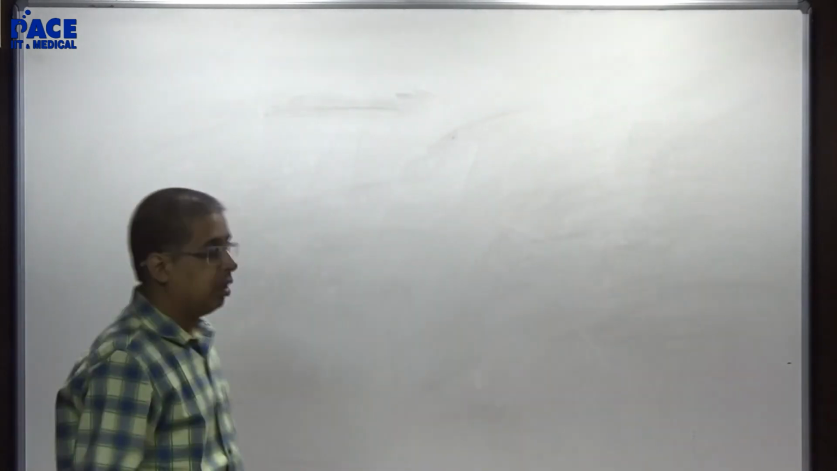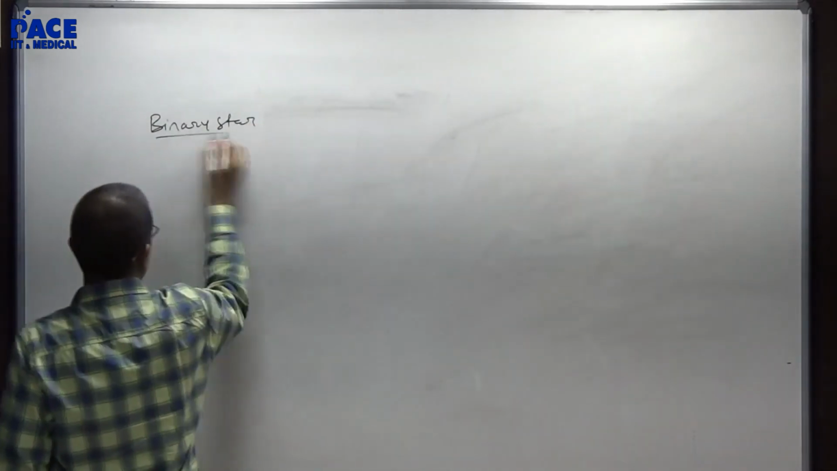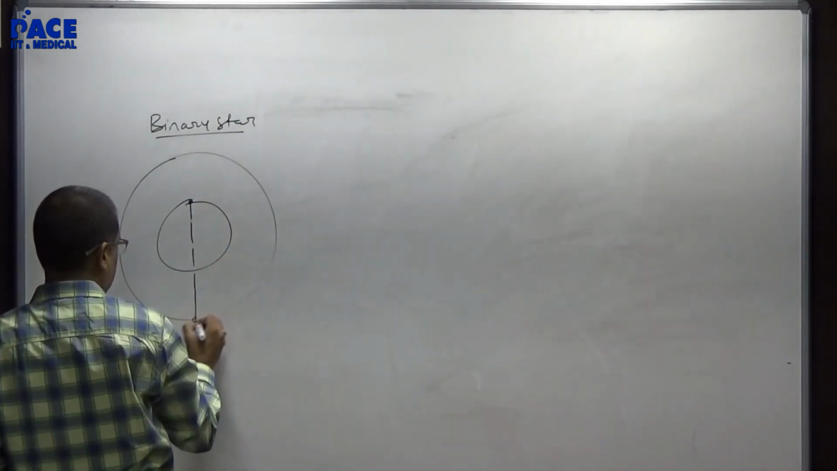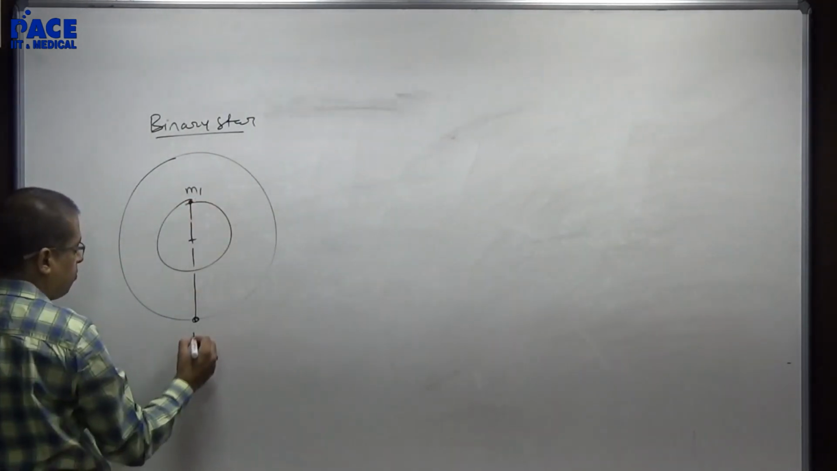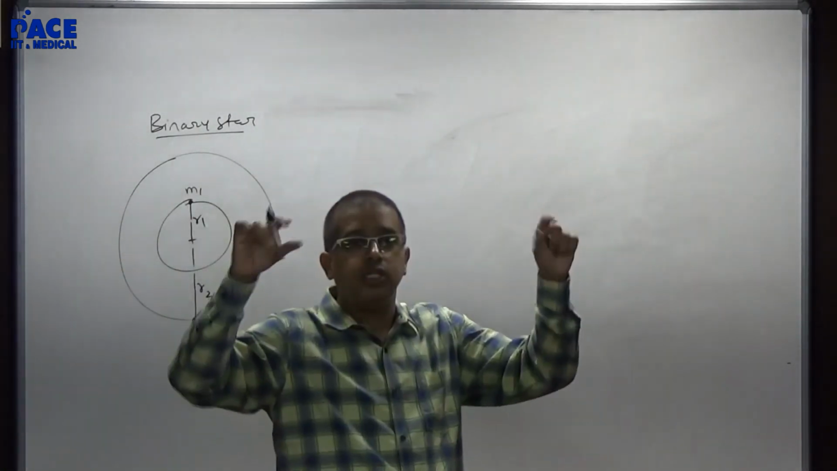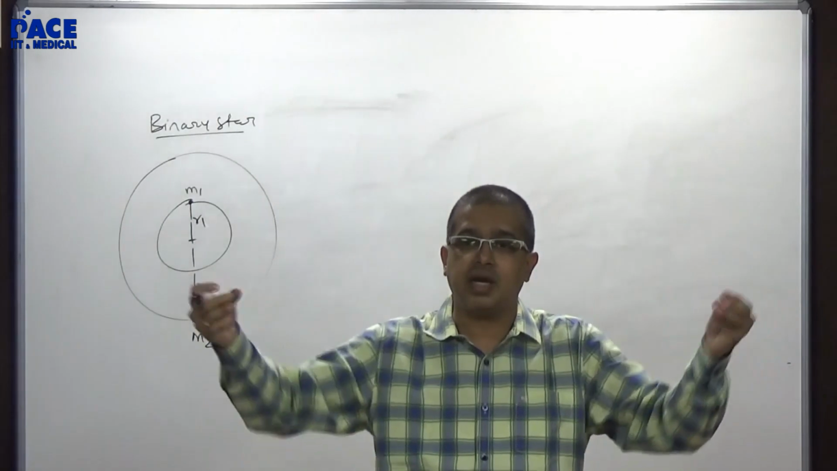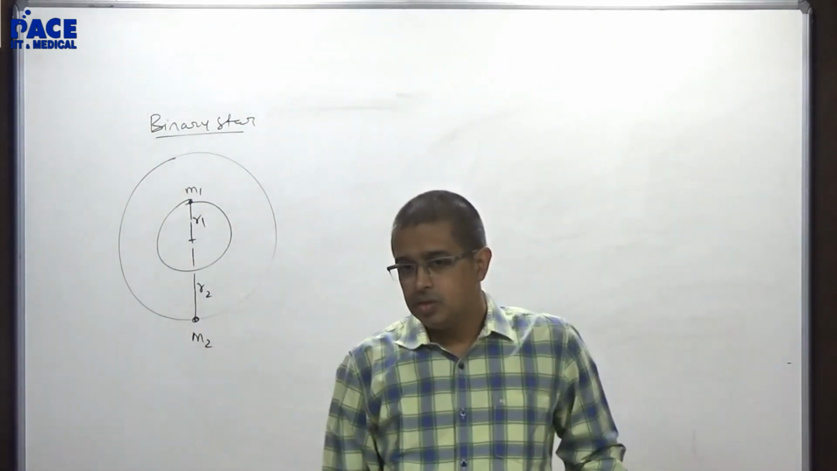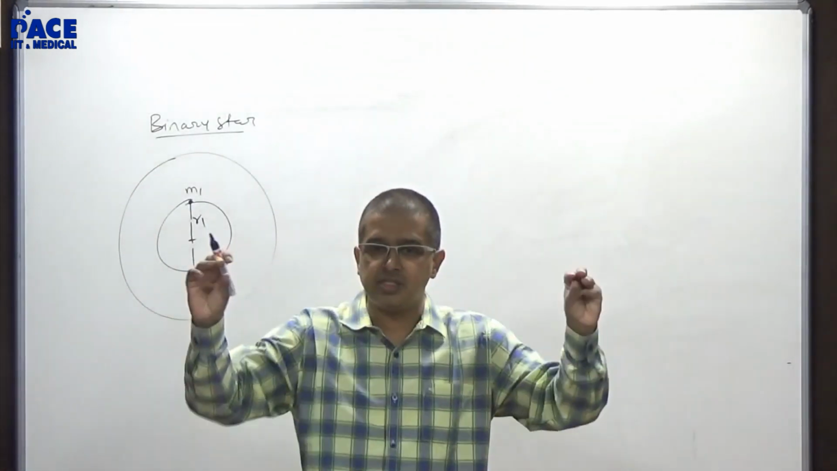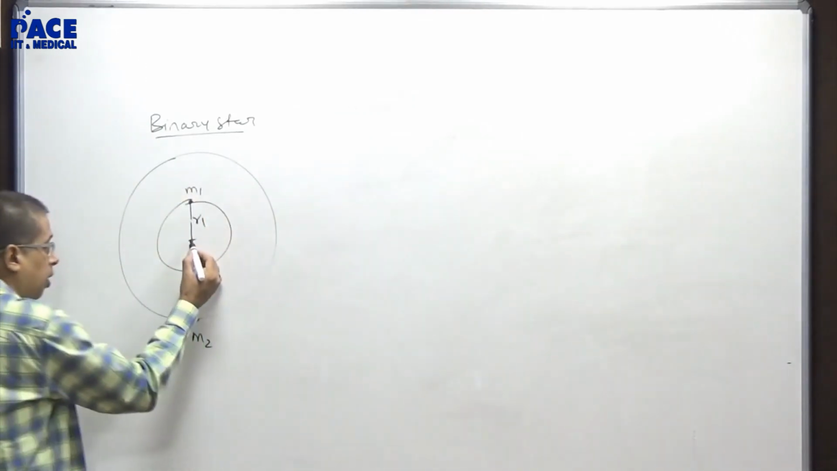Now listen. Binary star system. This will be M1, this will be M2, this will be R1, this will be R2. Two stars are not hinged to something in space. However massive the star is, the more massive the star is, the more will be the force of attraction. So the two stars are not hinged to anything, so they can never remain at rest. Two galaxies are not hinged to something, they'll start pulling into each other. So both are going around their common center of mass.